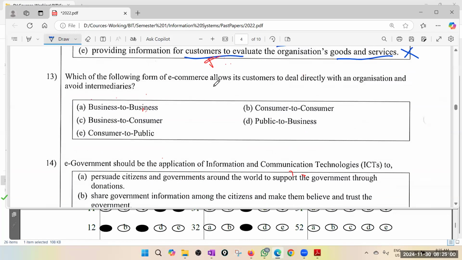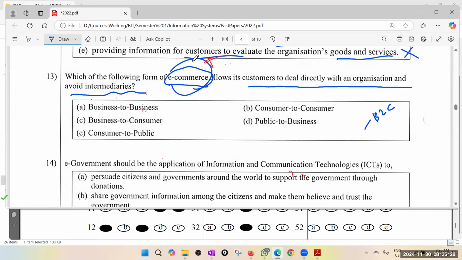13. Which of the following forms of e-commerce allows its customers to deal directly with the organization and avoid intermediaries? So that is B2C. E-commerce is part of e-business. Actually, this word is a little confusing. Usually we use e-business for the broad thing, and for B2C you call it e-commerce, but here the examiner has used e-commerce as a sort of synonym for e-business. But it says customers deal directly with the organization, that means B2C, business to consumer, not business to business, not consumer to consumer, not public to business, and not consumer to public. So I'll go for C.